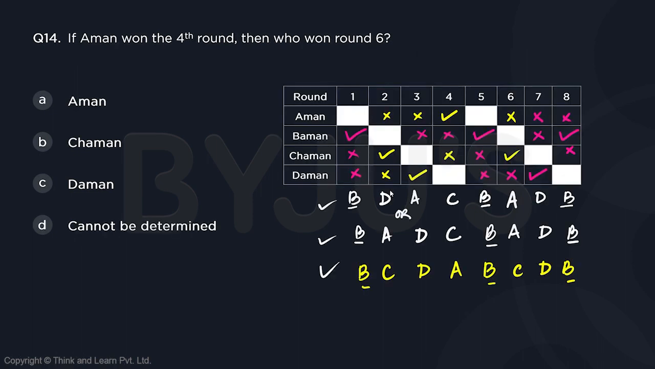Question number 14. If A won the 4th round, then who won the 6th round? If A won the 4th round, so we are talking about this 3rd scenario, then who won the 6th round? So it's going to be C, as in Chaman wins the 6th round.